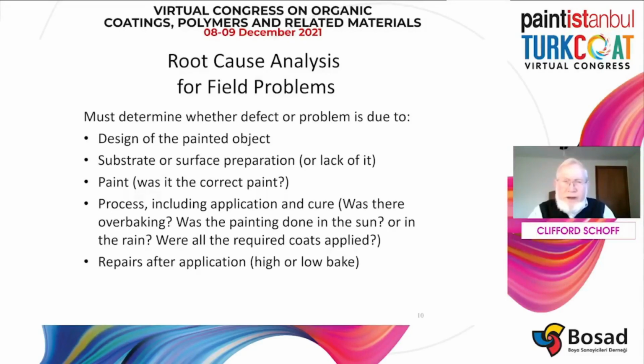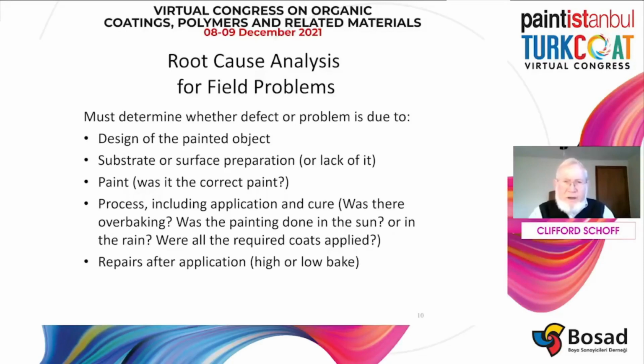Is the defect due to the fact that the wrong paint was used, or there was a layer missing, no primer? And the other problems include the process of the application. The cure: was there over-baking? Was there under-baking? Was the painting done outdoors in the sun so it dried very quickly? I learned the hard way that painting an automobile in the sun produces a very rough surface.